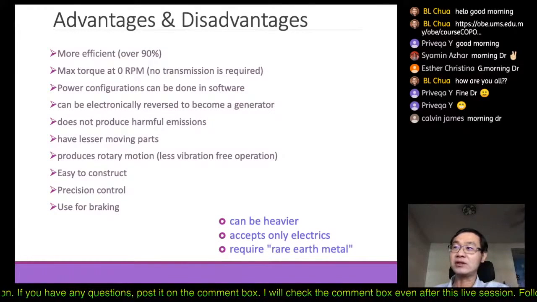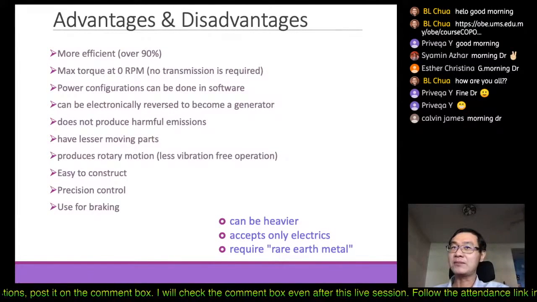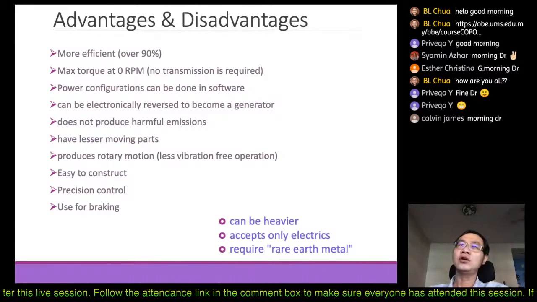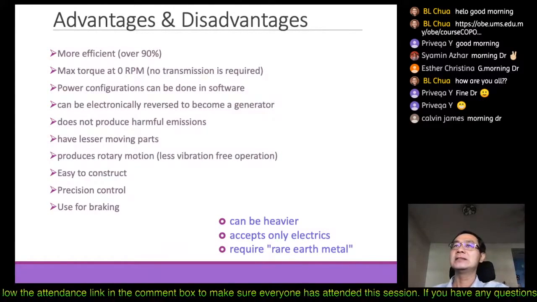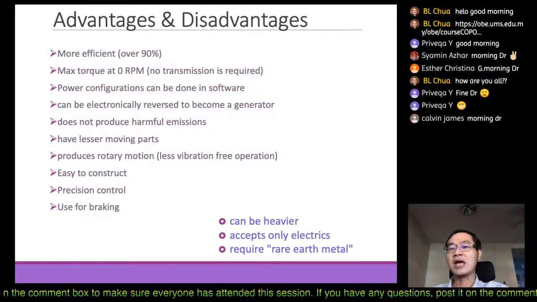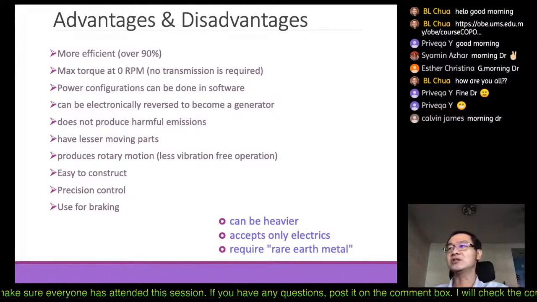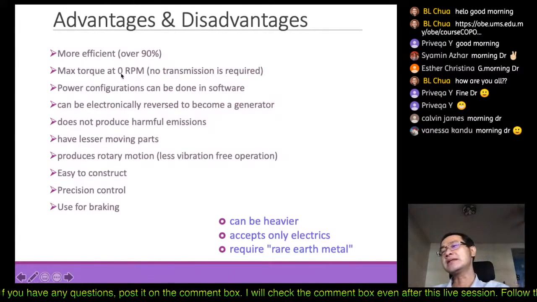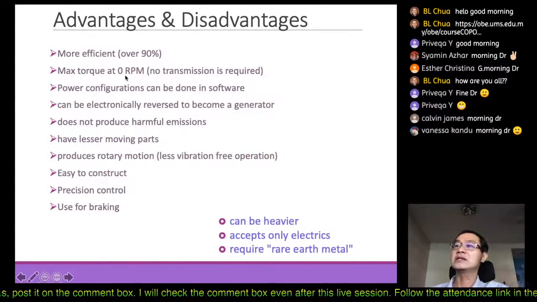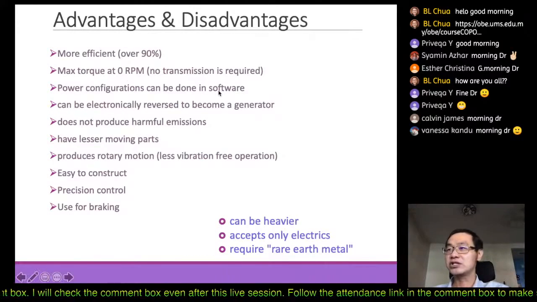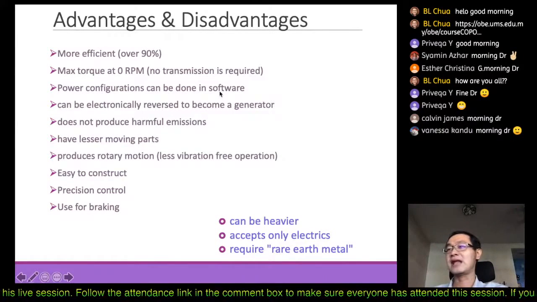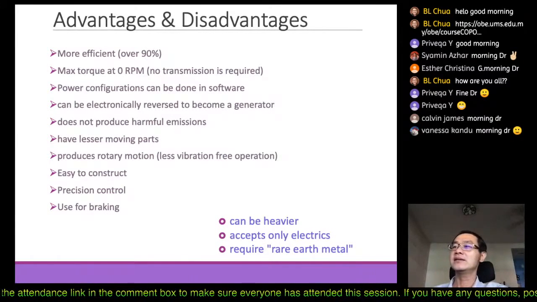So you can make a motor stop at a certain position with 0 RPM, which you cannot do with normal machines like an engine. You have to continuously rotate an engine. It is also easy to control in this sense. The power configurations can be done using software because it is electrical and electronically connected.